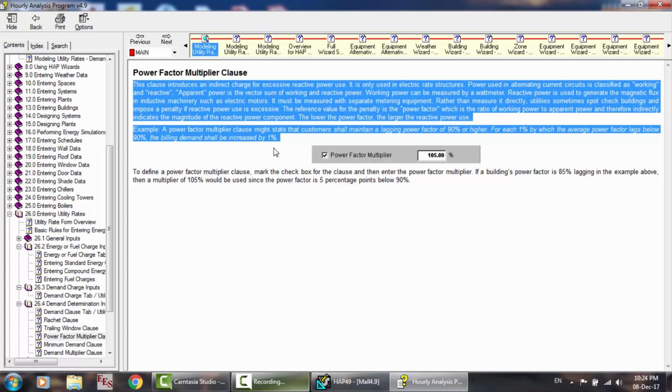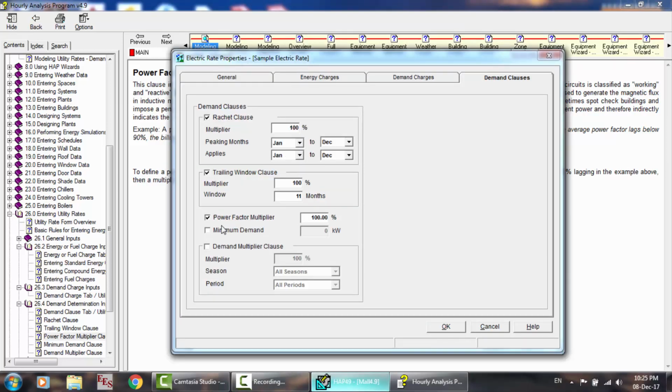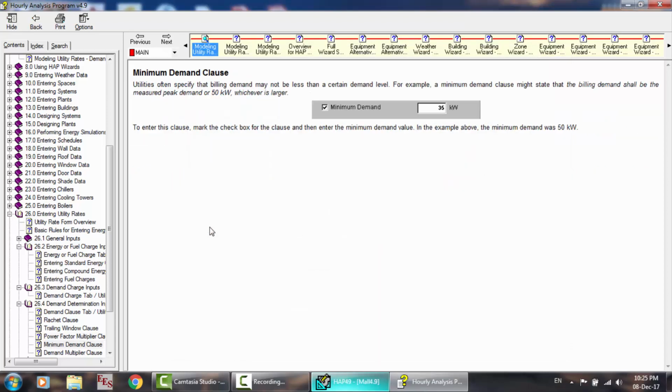So that's why to define a power factor here, mark the checkbox. Okay, if the power factor of a building is 85% lagging in the example above, then a multiplier of 105% would be used, since the power factor is 5 percentage points below 90%. So this is the power factor, and here the minimum demand.